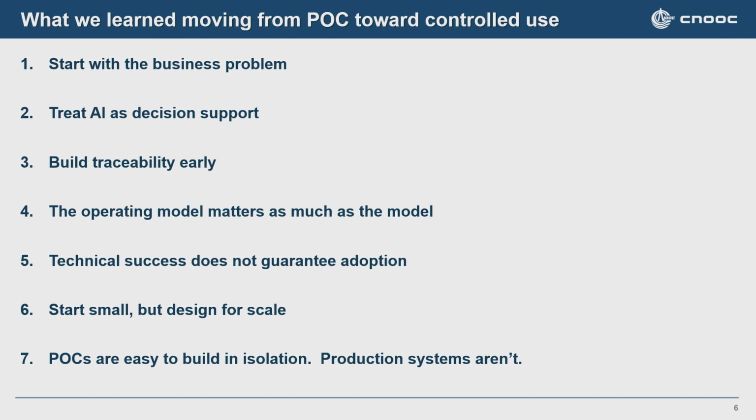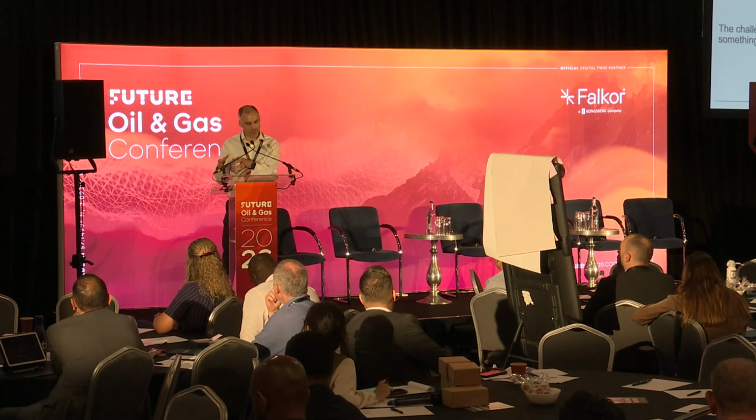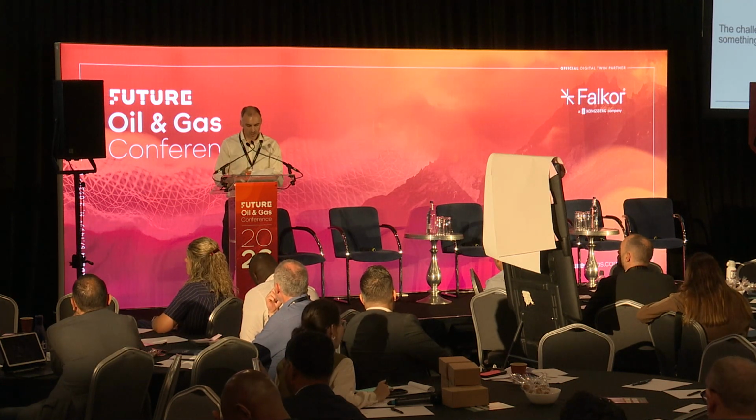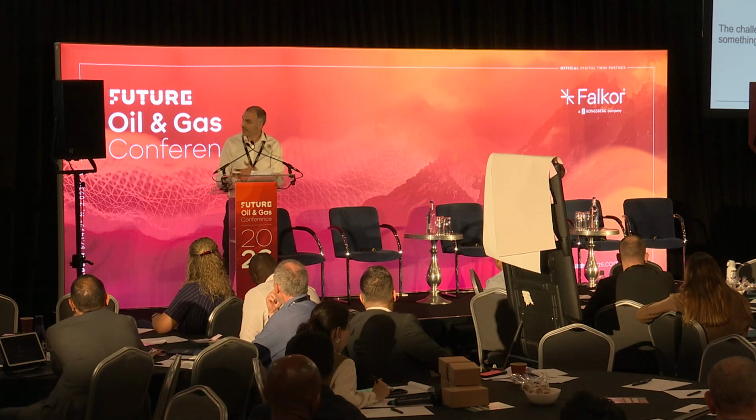The third key takeaway was that technical success doesn't guarantee trust, and without trust, you don't get adoption across the business. If I've got to leave everyone with one thought, this is probably the important one. The challenge here is not building AI that works. It's building something that the business is willing and able to rely on. That's the moment it stops being a demo and starts becoming a capability. And that's, for us, why so many POCs stall before they get to production.